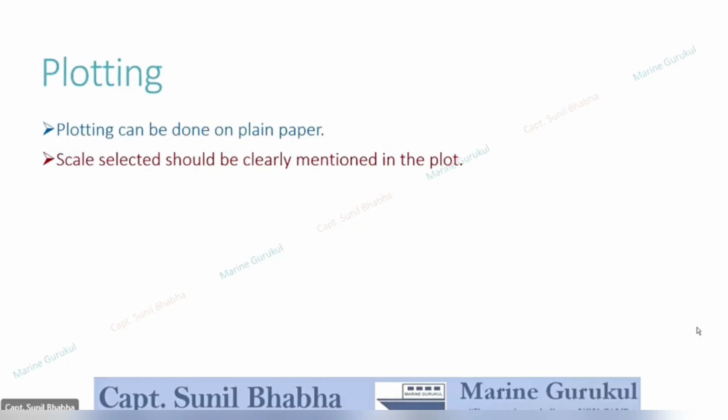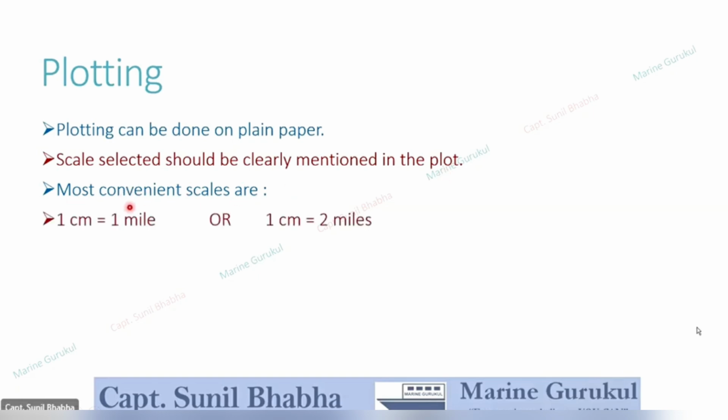Now going a little further in plotting, the plotting can be done on plain paper or, if possible, graph paper. Whatever plot you do, it should be based on a certain scale. To give you an example, the scale could be 1 centimeter is equal to 1 nautical mile, or if required, 1 centimeter is equal to 2 nautical miles. Whatever scale you select, it should be clearly mentioned in the plot. Without the scale, the plot is meaningless and it is a very important item to be shown in the plot.